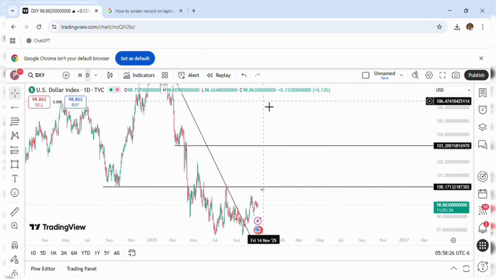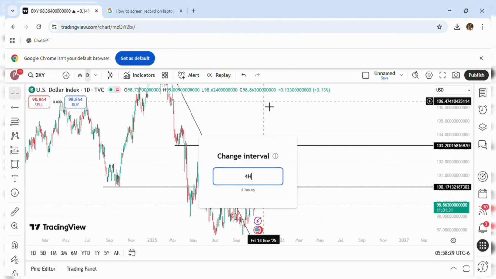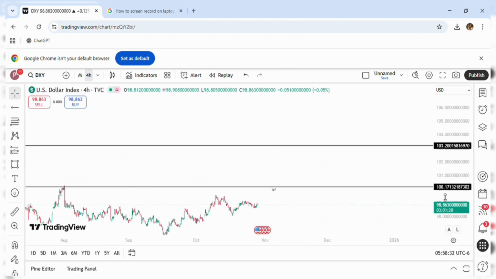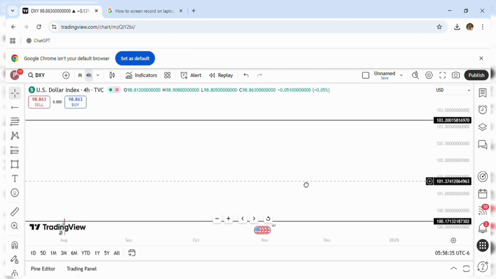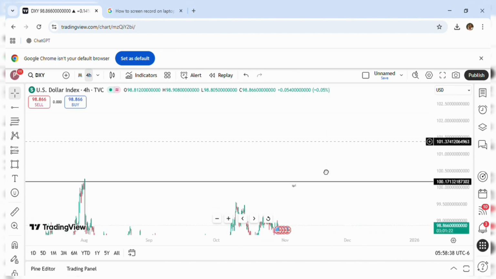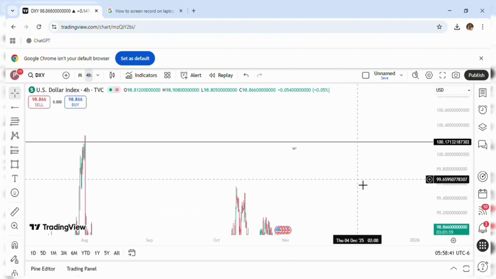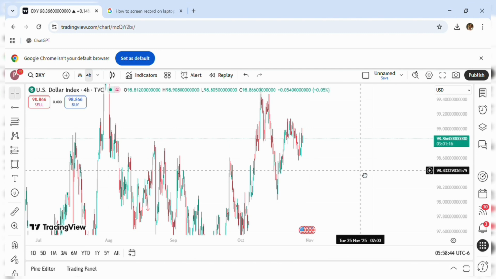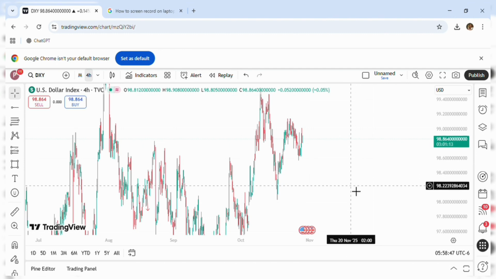Okay, so now what are we going to do? We are going to come down to the lower time frame, 4 hours. If you come down to this lower time frame now, you already know what these lines signify, guys. Our TP1 and TP2, right? Okay, so now we are going to come and find our entry.